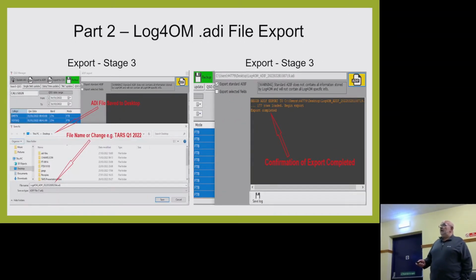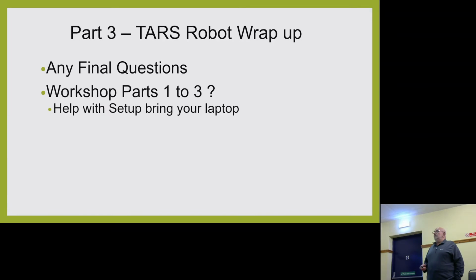So it will ask you where you want to save the file. In this instance, I'm saving it to my desktop, and this is the automatic file name that will be given, but you can change that. So you can change it to say TARS Q1 2022 ADIF file. Once you've done that, you select it, press the button, and you're done.